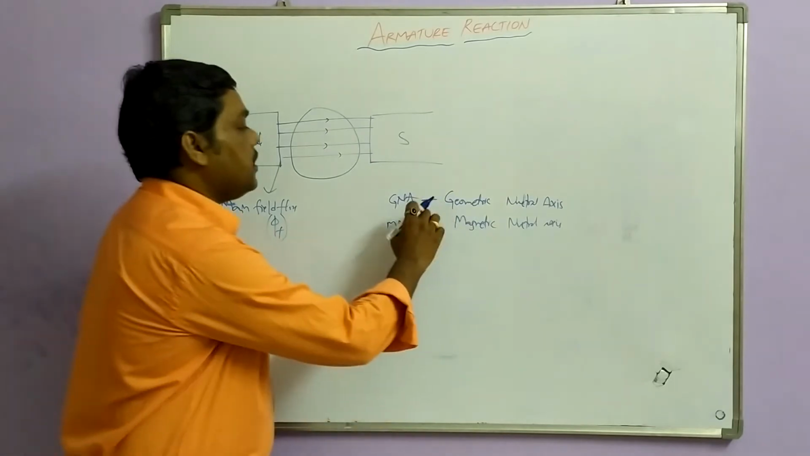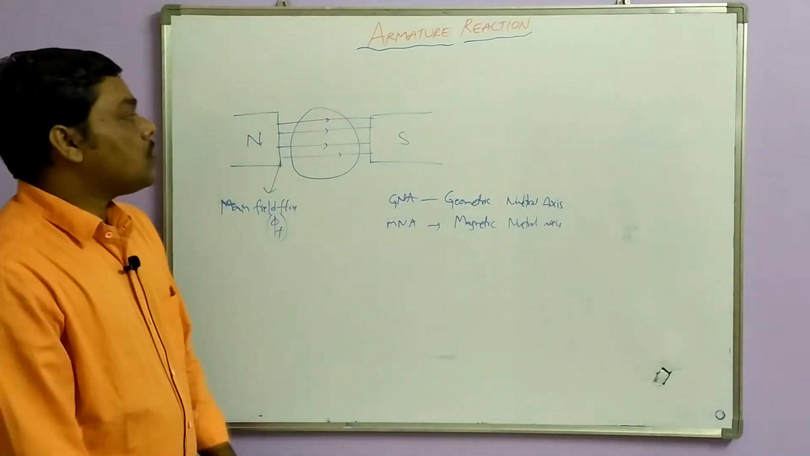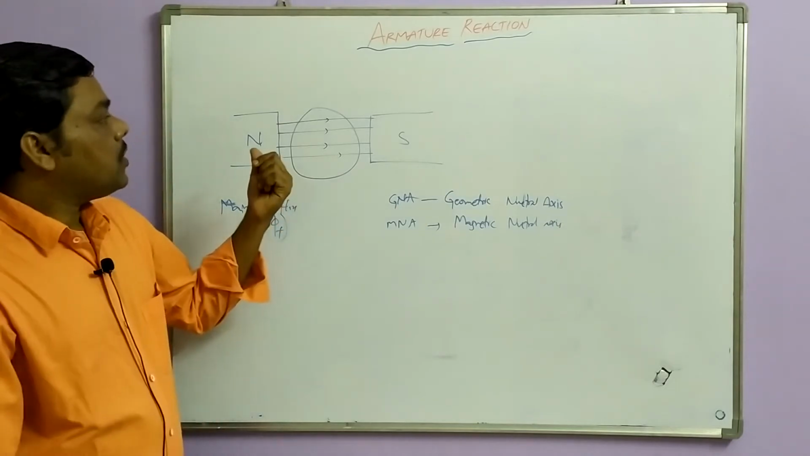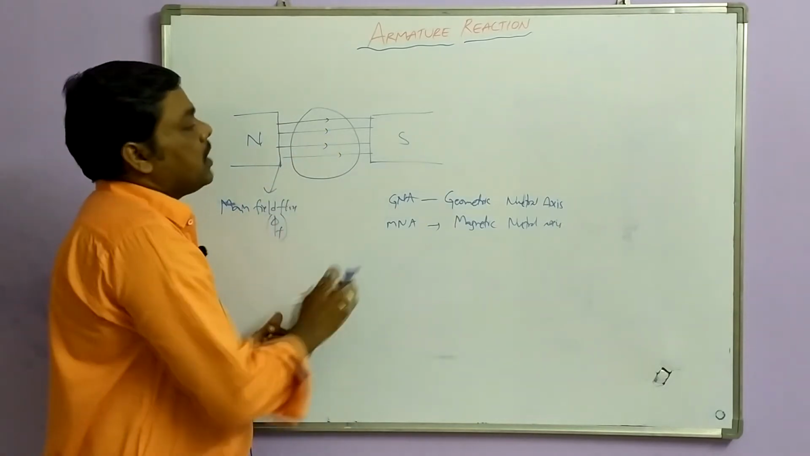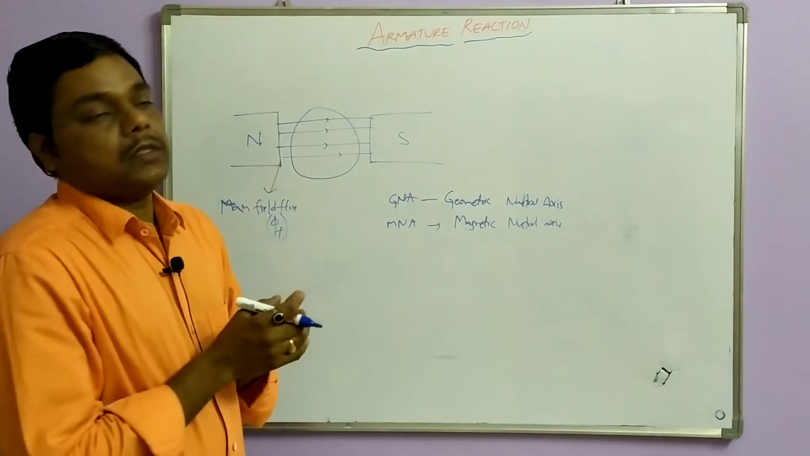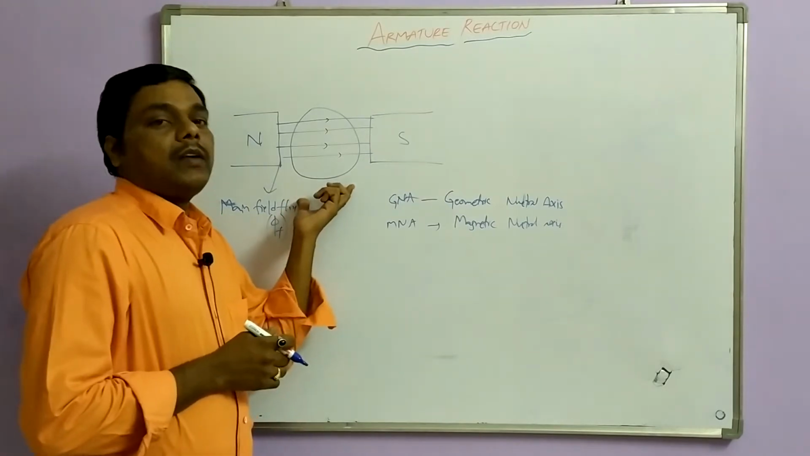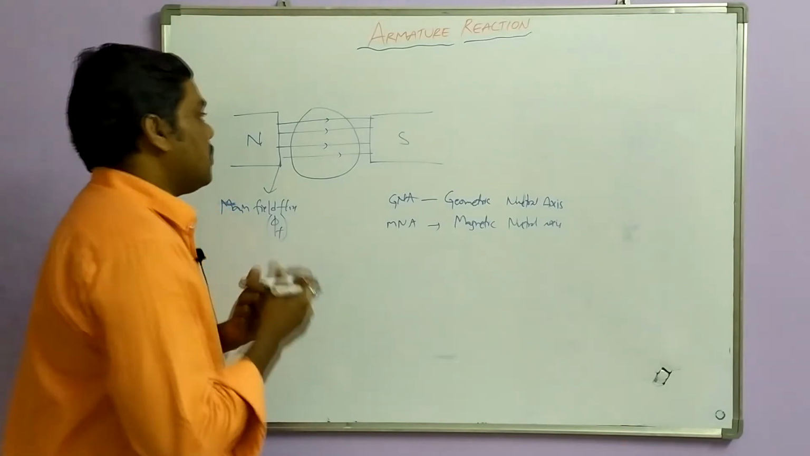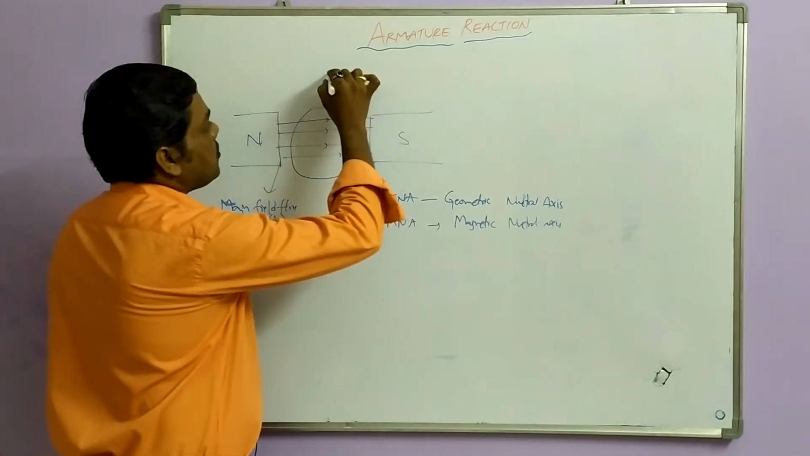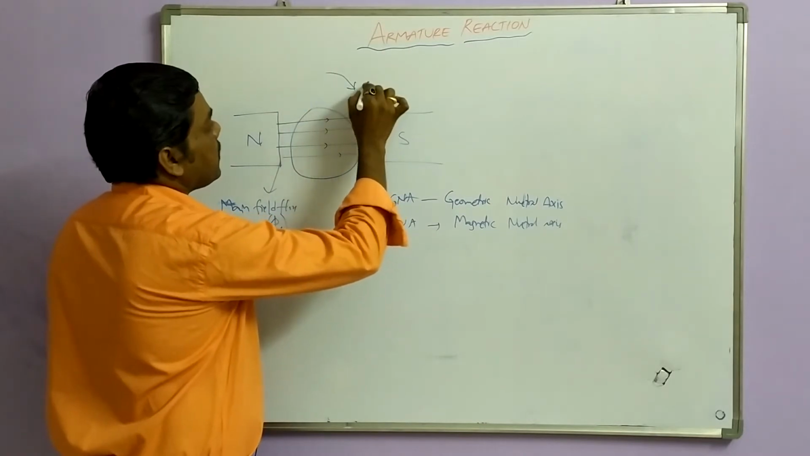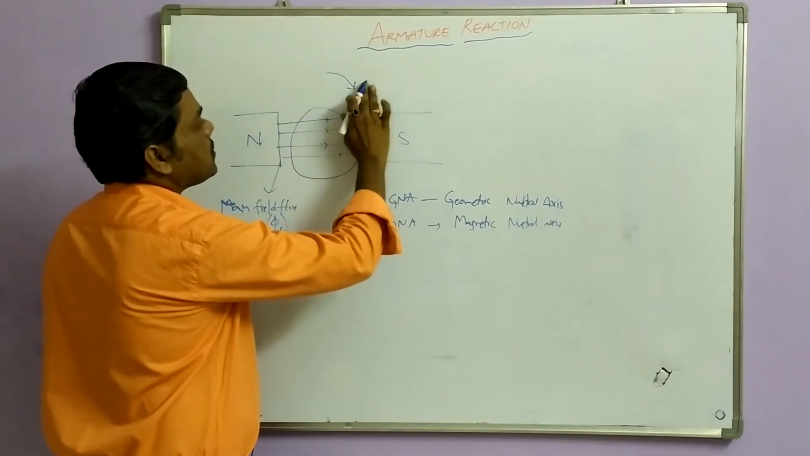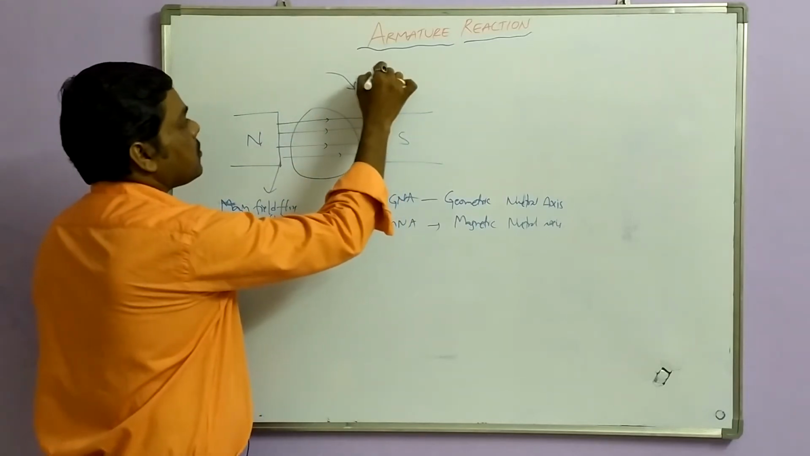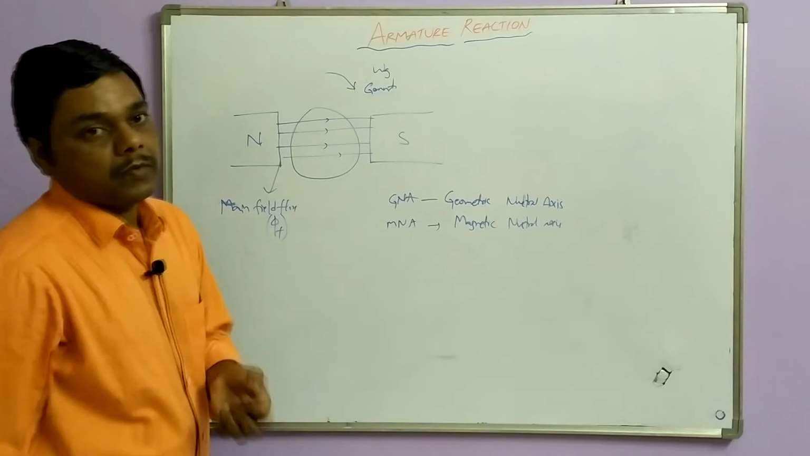Now where is GNA and where is MNA? To identify GNA and MNA, first of all we have to identify the direction of this generator and the direction of the current for the generator. Now I am assuming this generator is rotating in this way. Let us say this is a generator rotating in this way with a speed omega g.